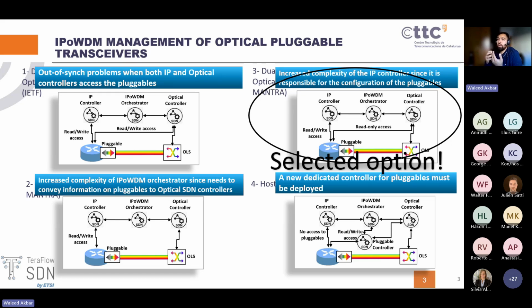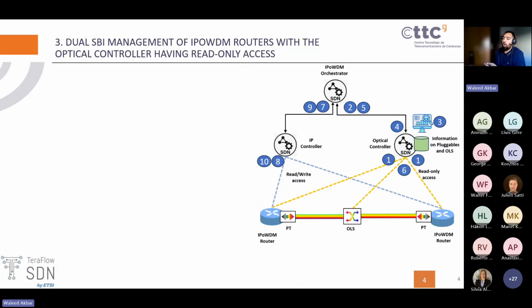Although there is still a complexity of the IP controller that we need to manage, if you compare this scenario with all the other three scenarios, the complexity is a bit less, and you will have more control. So that is the reason that we have selected this third option for the configuration of the pluggables. So how we are going to implement this third option, that provides the IP controller with read and write access, and the optical controller with only read access.